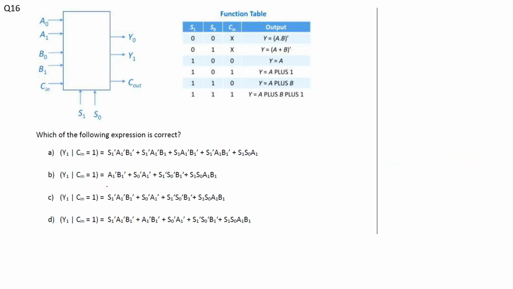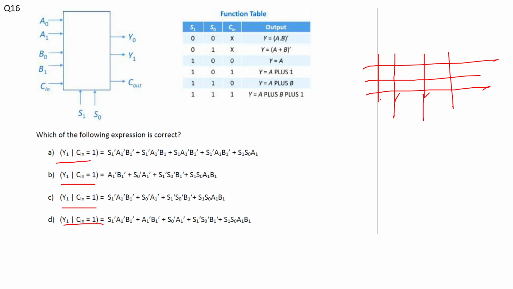Now coming to question 16. So we have an ALU, which of the following expression is correct? So we need to find out the expression. If you see, we need to find out the expression, all of the inputs. So we need to find out the expression for y1 when Cin is equal to 1. When Cin is equal to 1, we need to find out the expression. So we will just draw the K map for this thing.